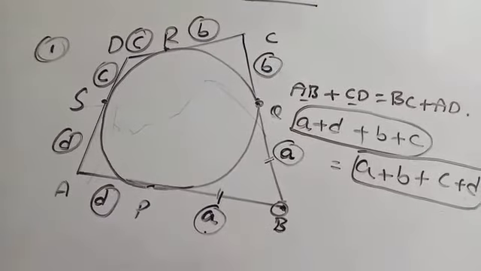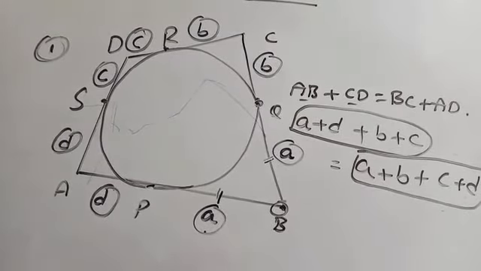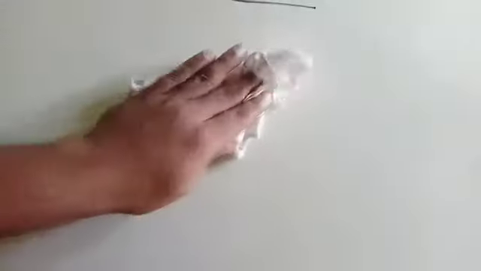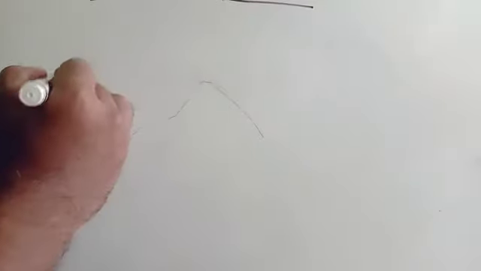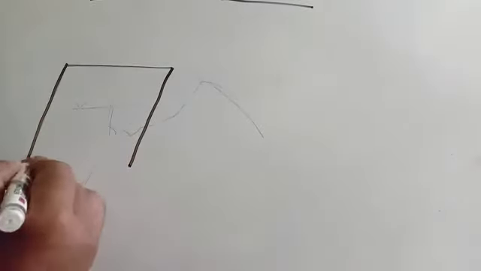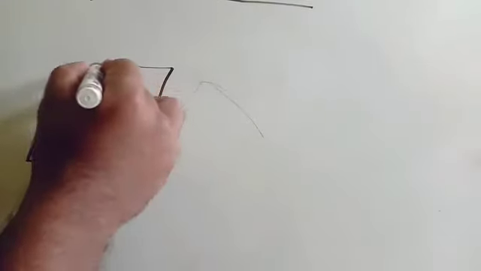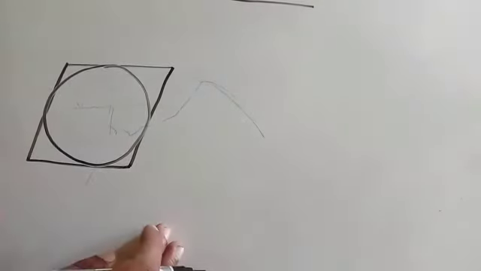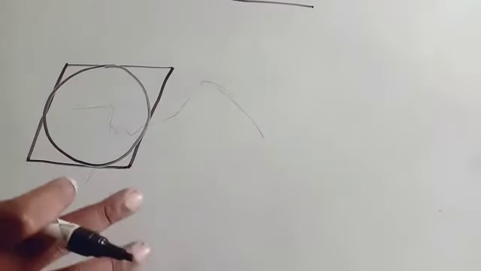Same exercise 10.2. One more question based on our third property. What is the question? Prove that if a parallelogram is inscribing a circle, then it's a rhombus. That means if inside a parallelogram there is one circle fitting, you have to prove that it's not just a parallelogram, it becomes a rhombus. How to prove?